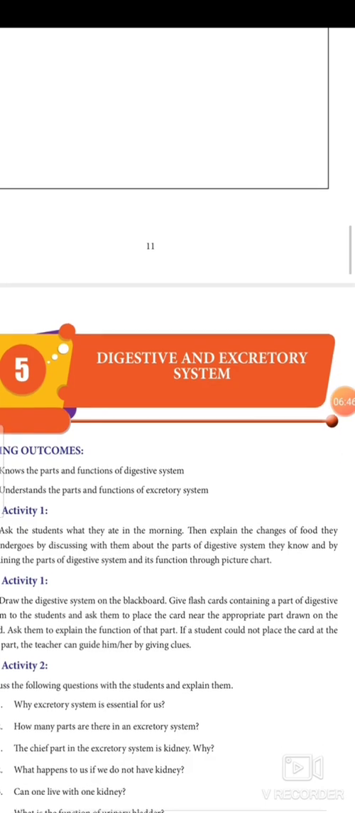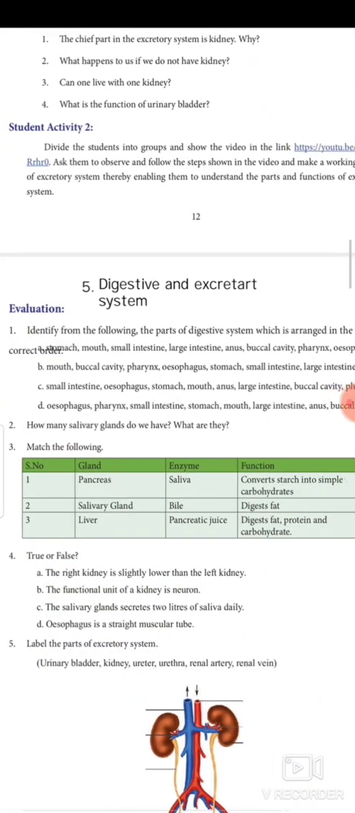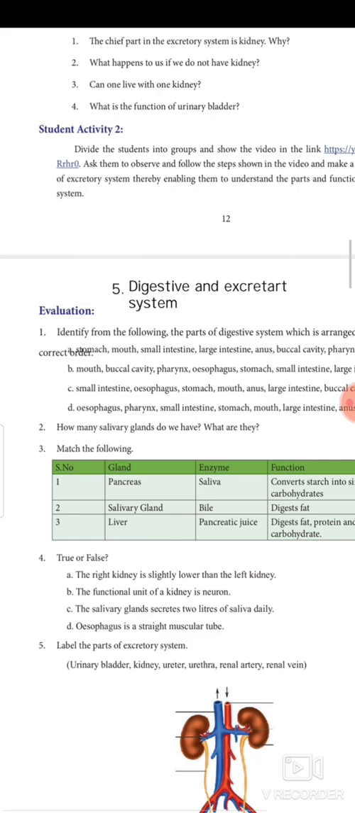So next, the fifth lesson is digestive and excretory system. So the evaluation part here, the first question they asked: identify from the following the parts of digestive system which is arranged in the correct order. So we shall see the first part itself. A, B, C, D they have given.